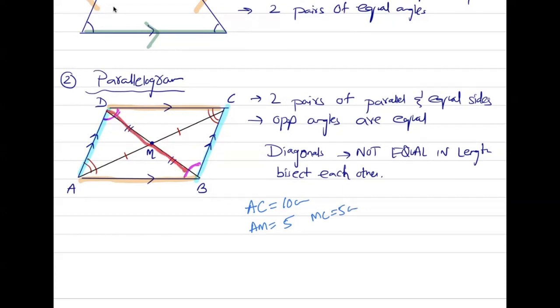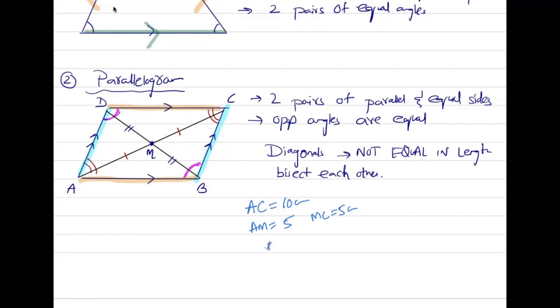Okay, the diagonals bisect each other, which means that if the length of AC is 10, this is going to be 5 and this is going to be 5. If the length of BD is 8, this is going to be 4 and this is going to be 4. So they bisect each other. So it is a midpoint. Yes, and they share a common midpoint.